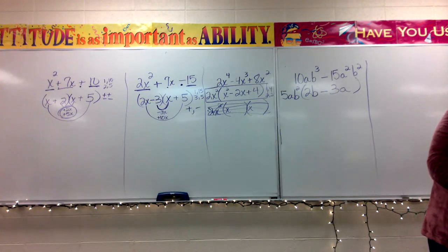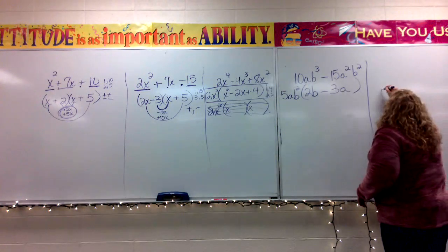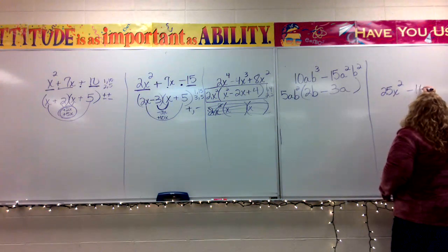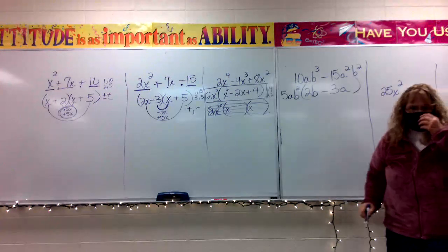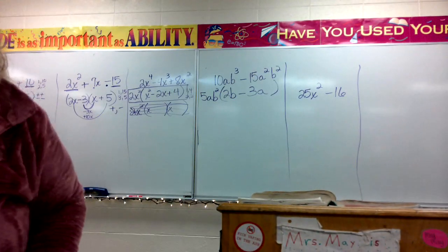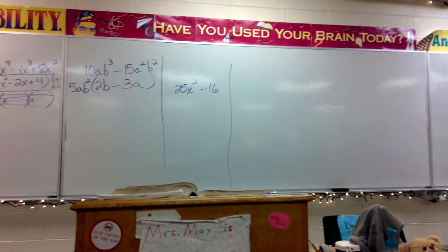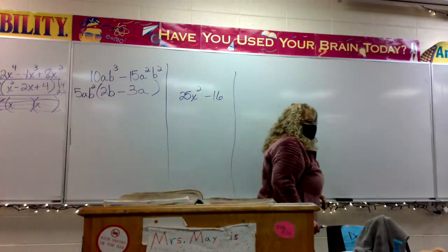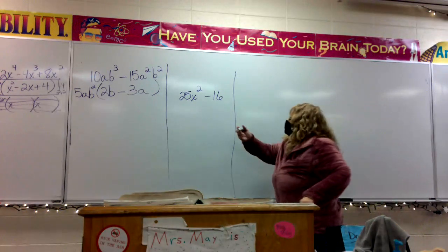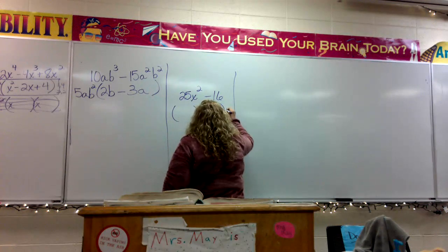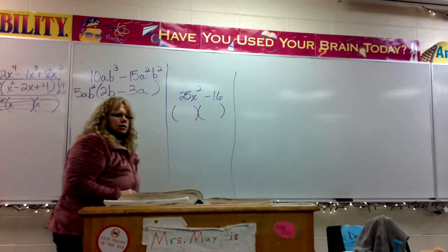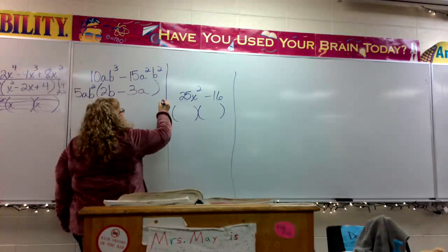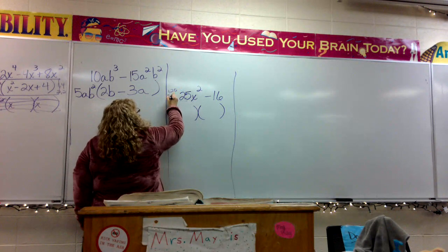Let's see what else we have. How about this? Is there anything common to those? 25x squared and 16? Anything go into both of those? No. So what about this? I have a 25 there. Could be 5 times 5, could be 1 and 25.